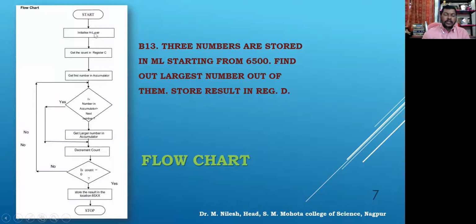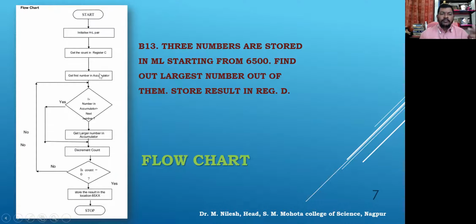We will have to initialize the HL pair, which means we have to put the address of the memory location where the first data is stored. We are putting the counter in register C. Here it is written register C, but in the program we are putting it in register B. Get the first number in the accumulator.